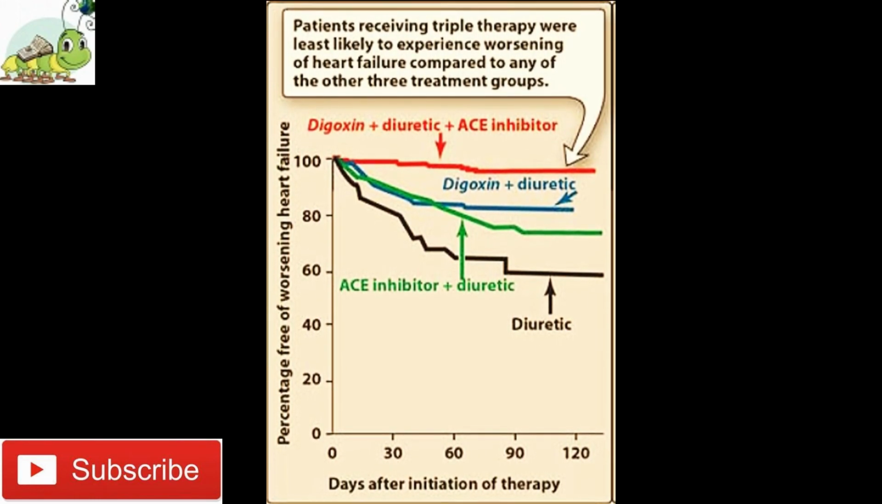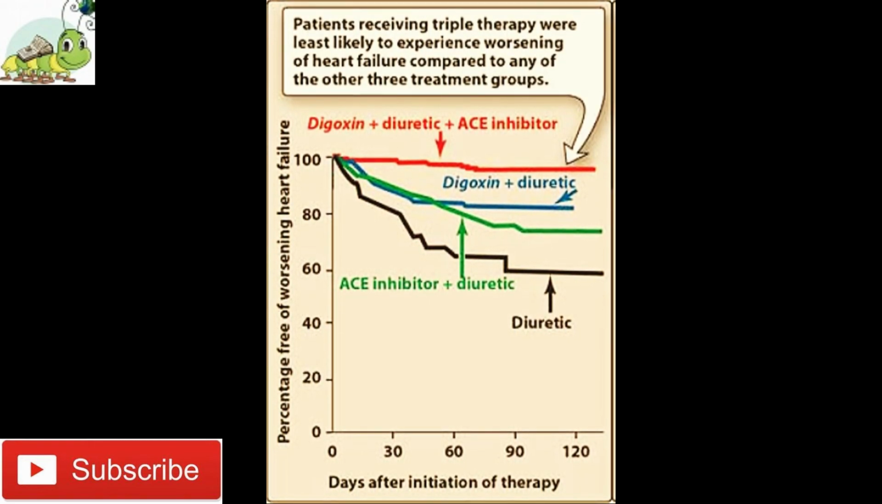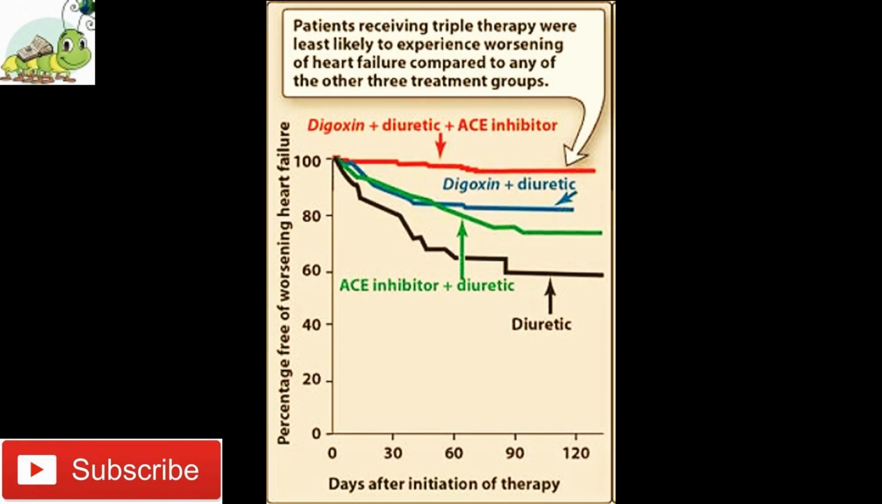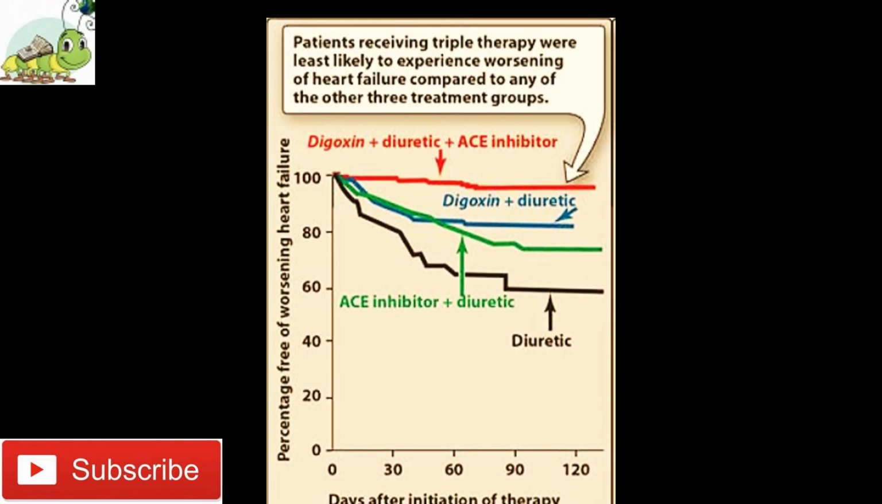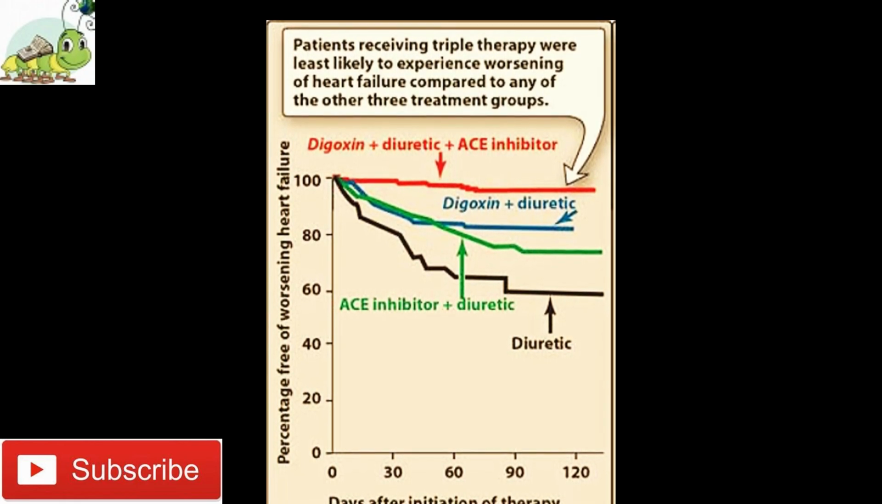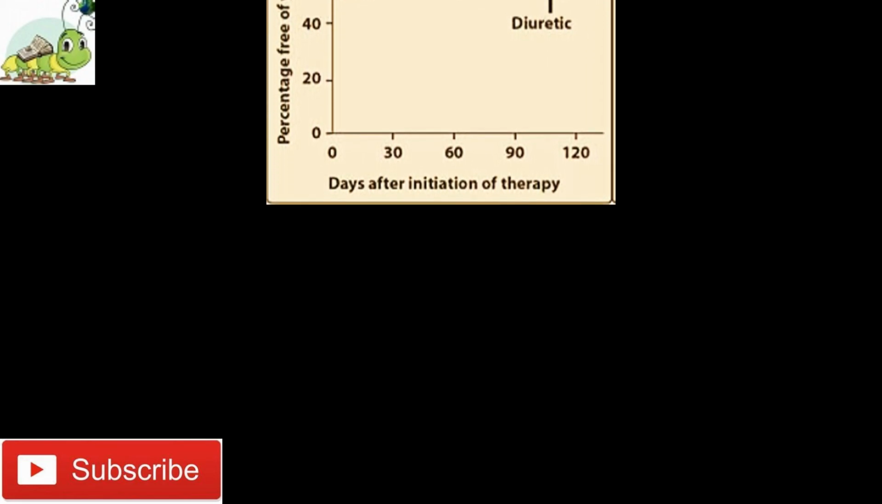Beta blockers are initiated after the patient is stable on ACE inhibitors, again beginning at low doses with titration to optimal levels. Digoxin is initiated in patients who continue to have symptoms of heart failure despite the multiple drug therapy. For example, treatment with digoxin plus a diuretic plus an ACE inhibitor in patients with HF is superior to treatment with diuretics alone or a diuretic plus either digoxin or an ACE inhibitor.